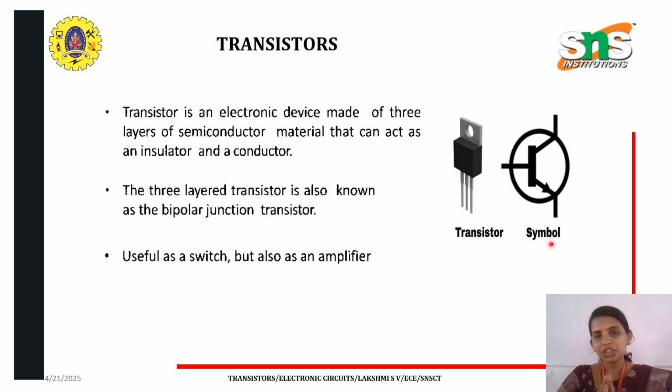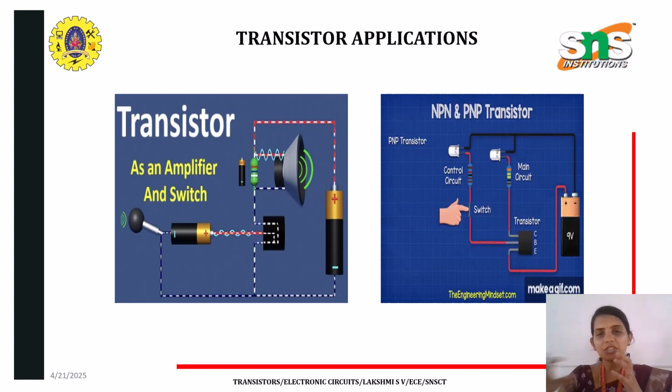The main function of the transistor is that it acts as a switch and also as an amplifier. Before learning about the transistor, and the need for the transistor, we must know why we learn this transistor and where it is being used. As I told in the beginning, billions of transistors will be there in a computer's processor. So how it acts as an amplifier and switch, that is the main application of the transistor.